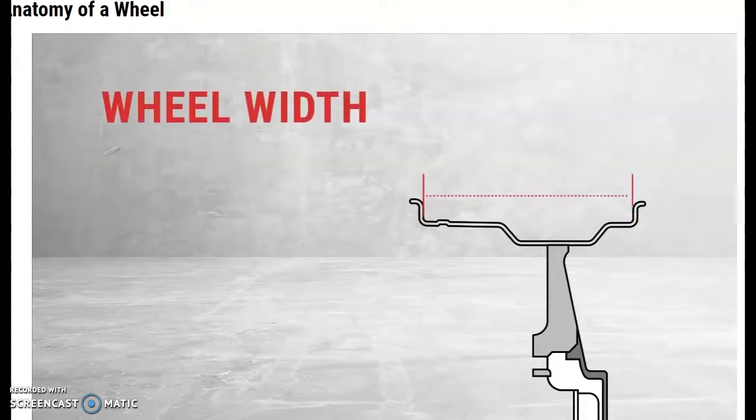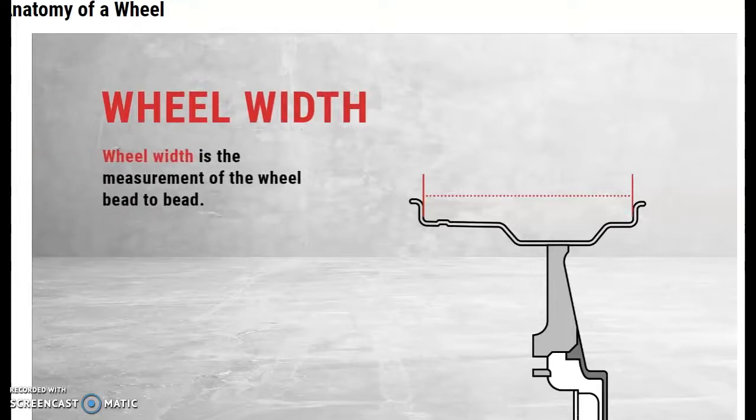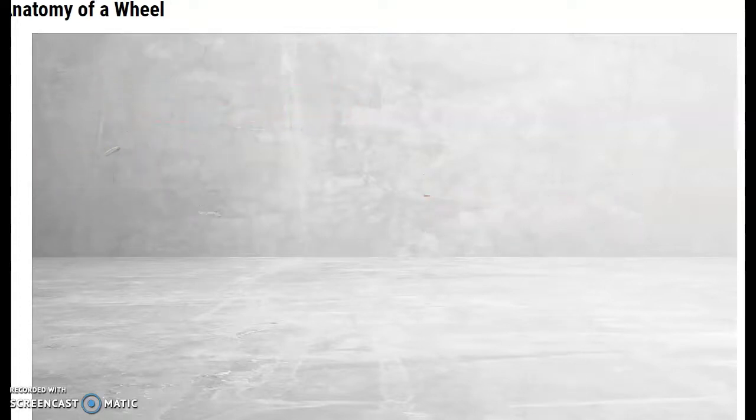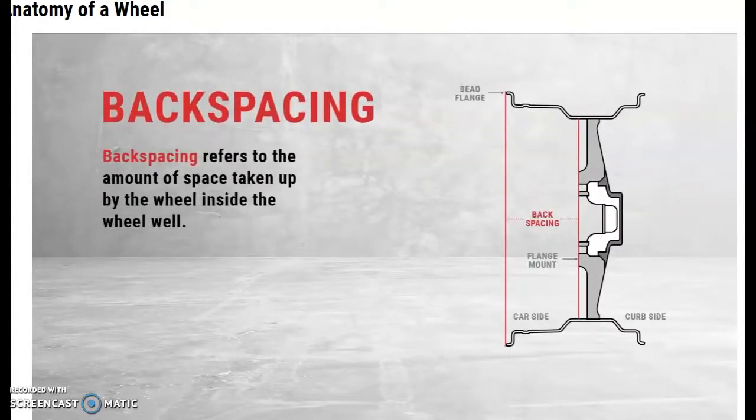In order to correctly measure the width of the wheels, it must be measured from the inside, which is from bead seat to the opposite bead seat. Back spacing refers to the amount of space taken up by the wheel inside the wheel well.